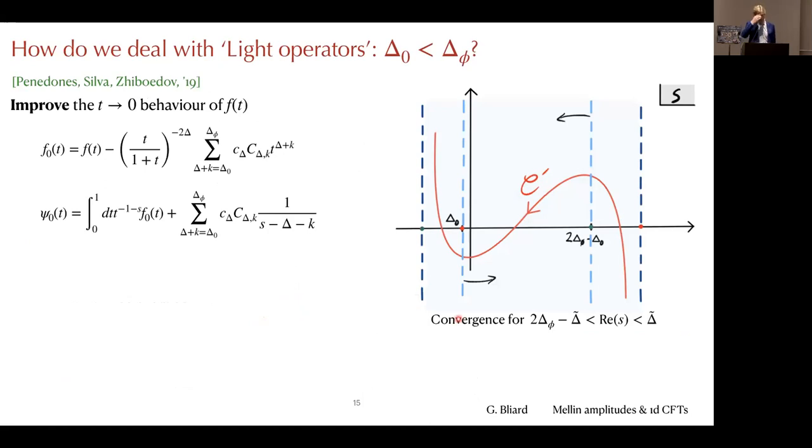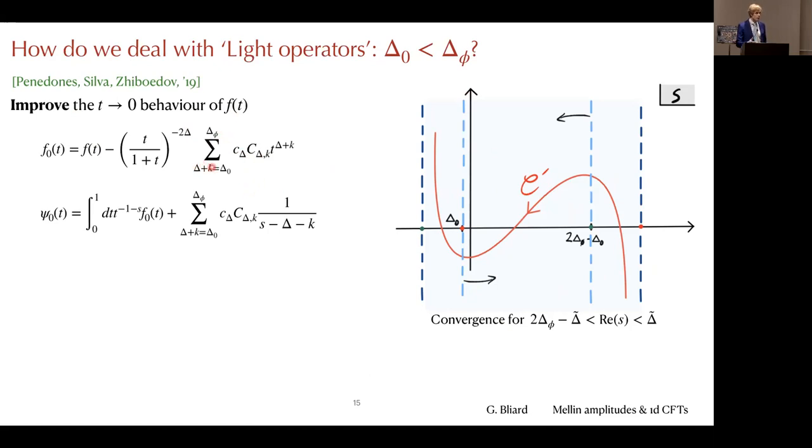through this method. So the reason we don't have a convergence is because of the bad behavior of the function f when t goes to zero and infinity. So imagine we have delta zero, which is going to be smaller than two delta phi minus delta zero. By improving the behavior of f near zero, we shift this right limit to the right and this left one to the left until we have a finite region of convergence. This is done explicitly through taking away the exchange operators up to delta phi.